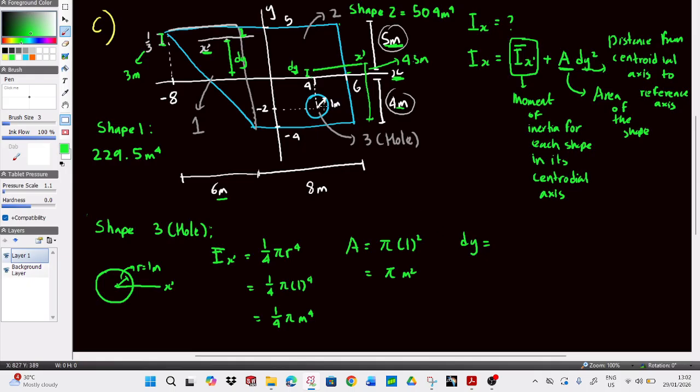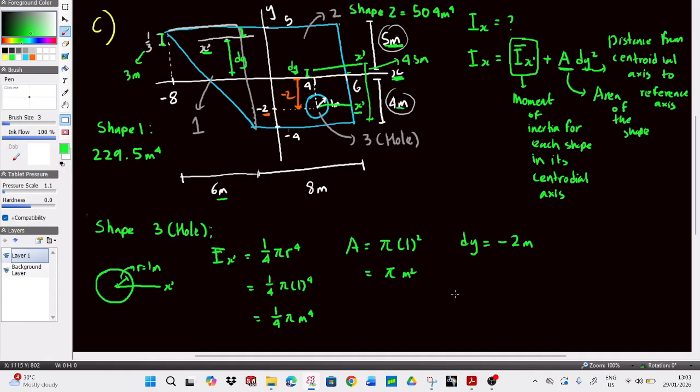What is your dy? So basically the circle centroidal axis is here, right? X prime is here. I'm going to use a different color, maybe orange. From x to x prime, it's going to be negative because it's going downwards. And it's already given, it's negative 2 at this point. So dy is just negative 2 meters because it's going downwards. Okay, there's a distance between the x-axis and the x prime.